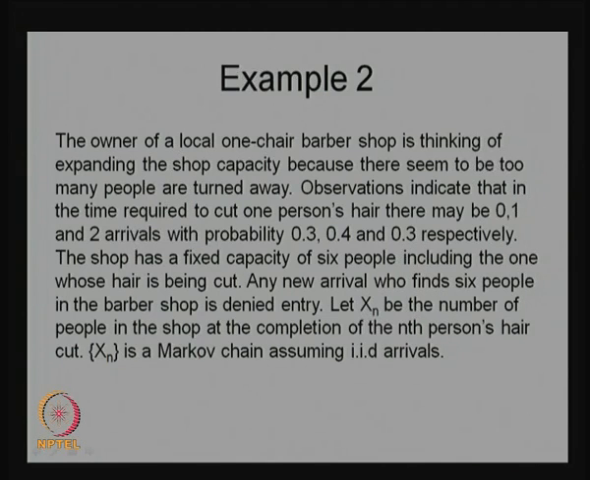Now, I am going to define the random variable. Let X_n be the number of people in the shop at the completion of the nth person's haircut. This is a very different stochastic process. Usually, the parameter space is time, but here the parameter space is the index of the person who leaves after the haircut. So, the nth person who leaves the system becomes the parameter, whereas the random variable is how many people are in the system when the nth person leaves.